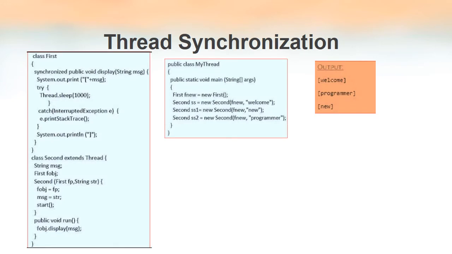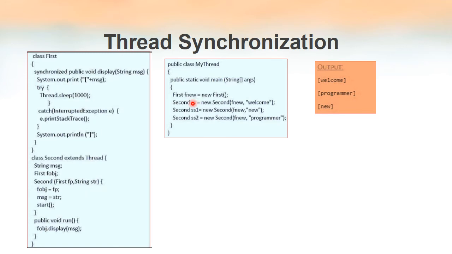This is the same program that we saw just before. The only difference is we have used the keyword synchronized along with the method name display. As you can see, the word synchronized is the keyword. When we use this keyword along with the method, we are actually locking this method. Locking in the sense that if one thread is using this method at present, and any other thread tries to use this method, then it will have to wait.